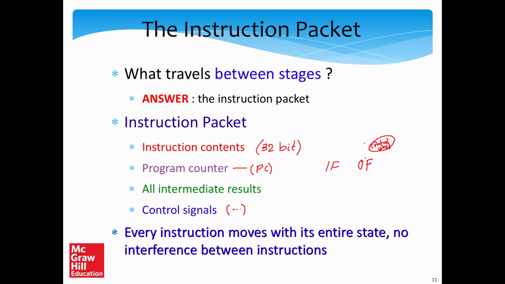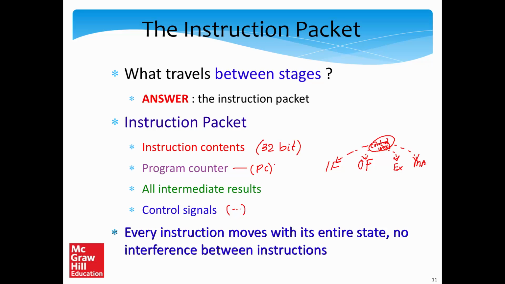The control unit was sending control signals to all the stages, right, EX and so on. But in this case, this is not possible. The reason it is not possible is basically because we have 5 instructions. So the control unit generates the control signals for which instruction? So either we need to have 5 control units, which is not a reasonable idea.